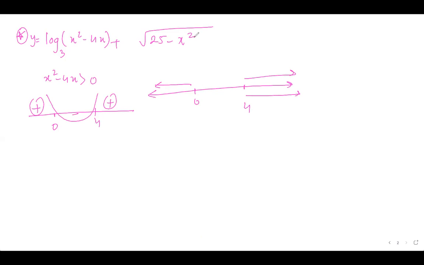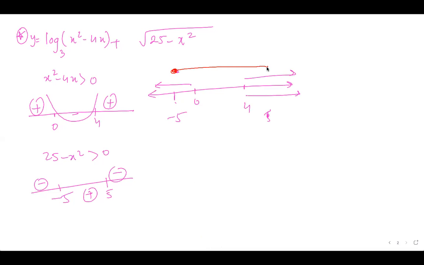Now, if I find the domain for the next one, 25 minus x squared must be greater than or equal to 0. The roots are -5 and +5. It is positive in between, and negative on both outer sides. So in this case, your domain is -5 until 5.